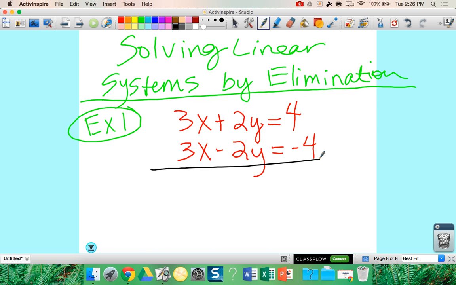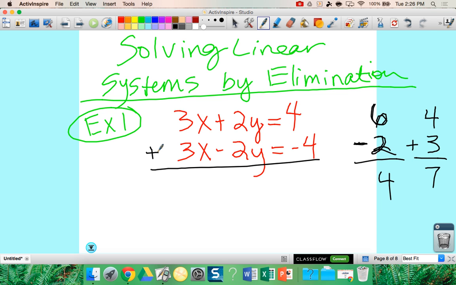Do you guys remember in elementary when you would add and subtract numbers like this? 6 minus 2 is 4. You guys remember setting that up? Or 4 plus 3 is 7. Okay, so you were reading it from the top to the bottom. We've got to get in that mindset because that's how we're going to work this using elimination. So I put my line under here, and we will be adding them together.